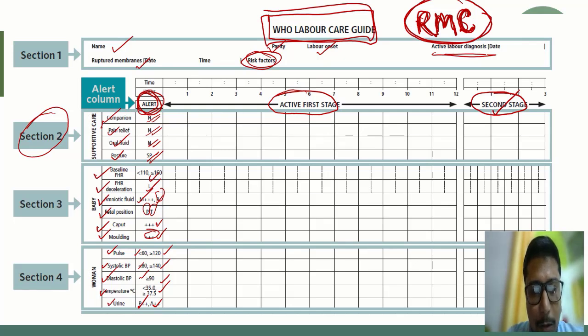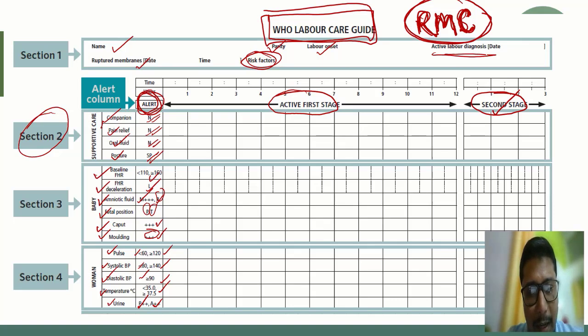So the next section talks about the baby, just like the previous one. So baseline FHR, whether FHR deceleration is there or not, color of the amniotic fluid, fetal position, caput, and molding. So these are the things this section looks at. And section 4 is about the mother or the woman, right? So pulse, systolic BP, diastolic BP, temperature, and urine.